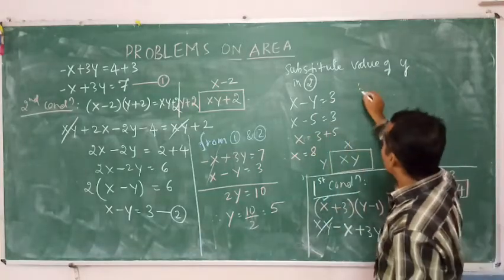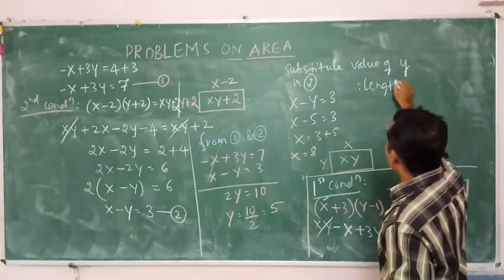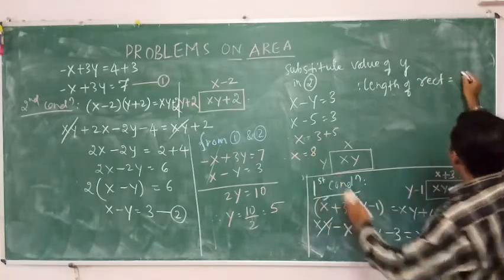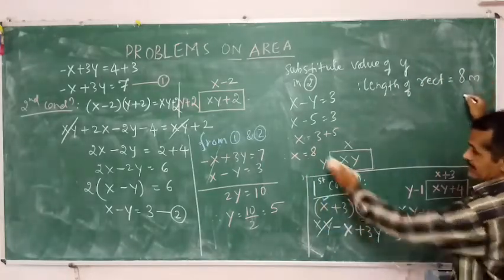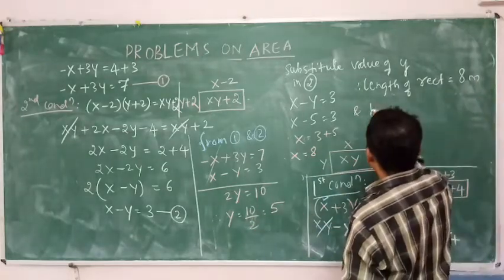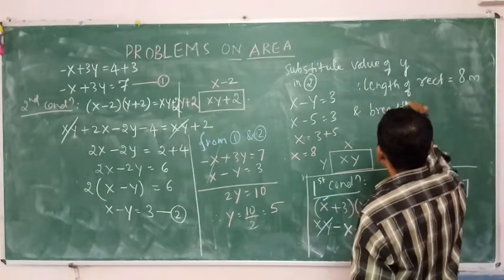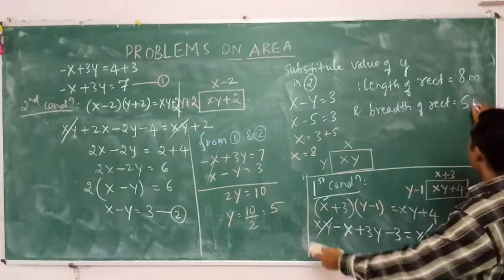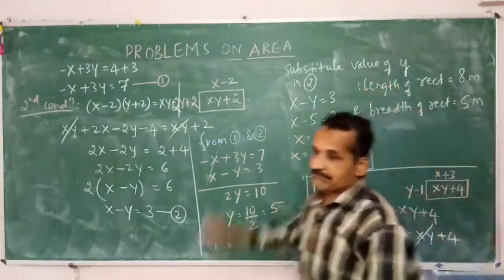I can say, therefore, length of the rectangle is equal to 8 meters, and breadth of the rectangle is equal to 5 meters.